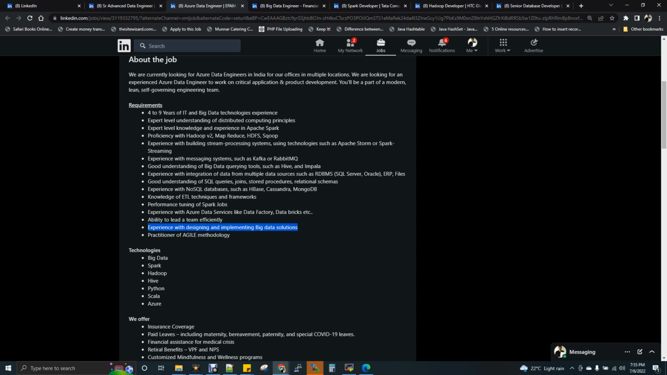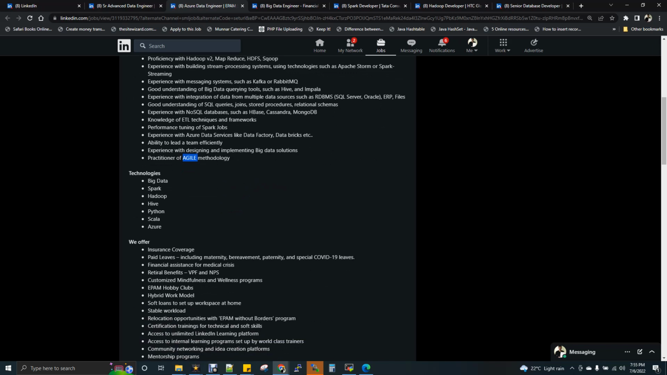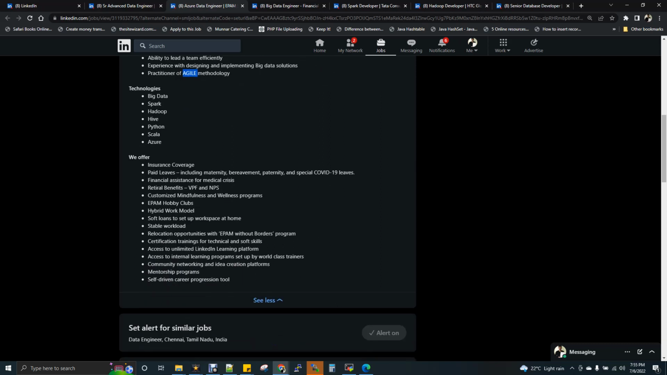And then agile methodology, that's what people are working a lot, but even if you don't have this, it is completely fine. And technology is what, end of day, they're expecting from you: big data, Spark, Hadoop, Hive, Python, Scala, and Azure. It's completely fine. So this looks very decent. And let's see what the experience was.